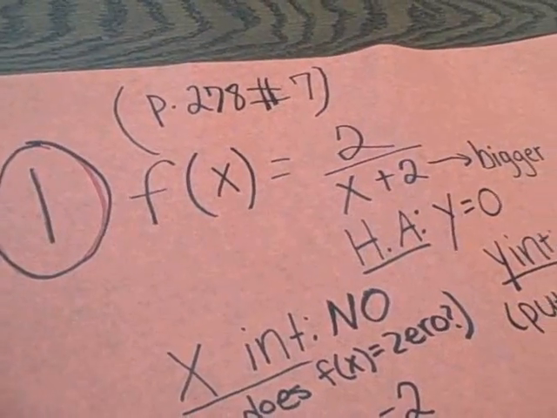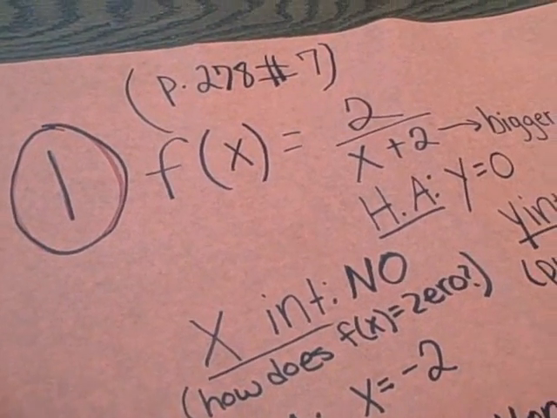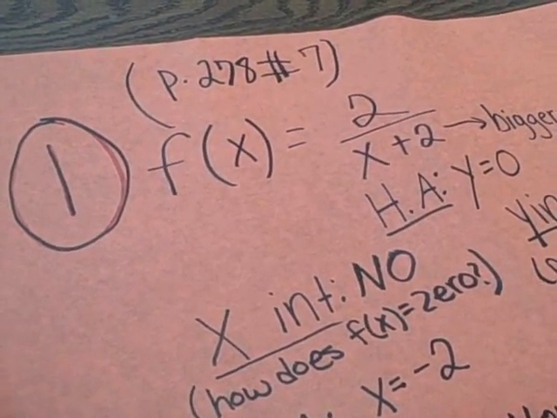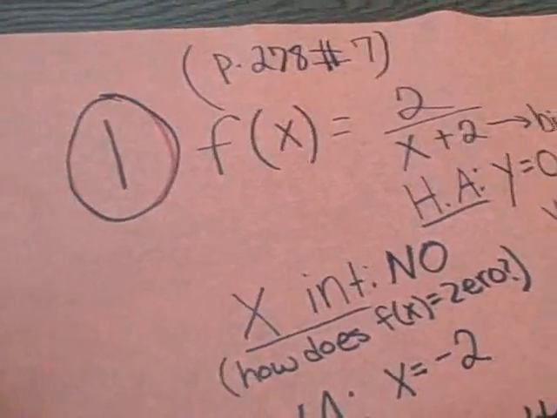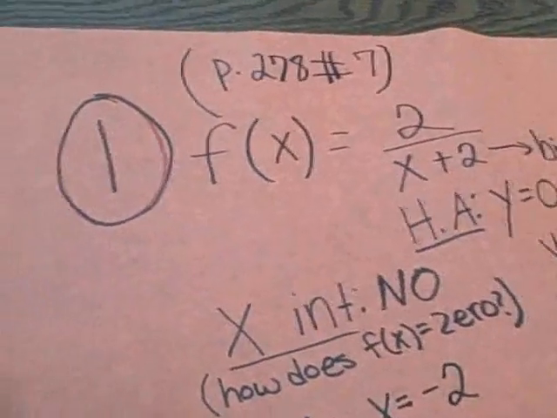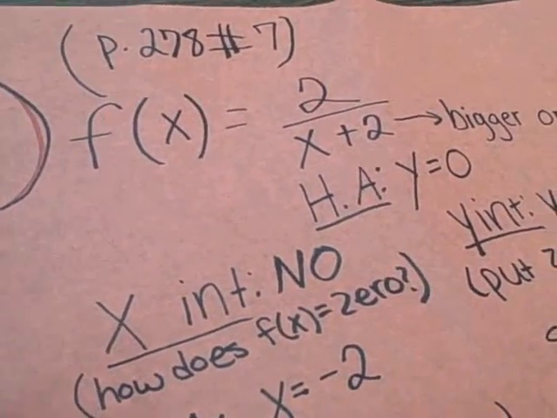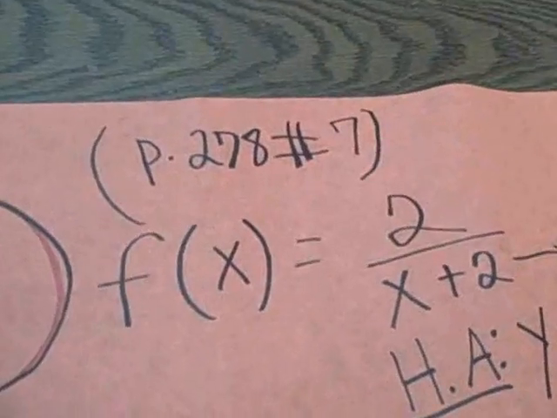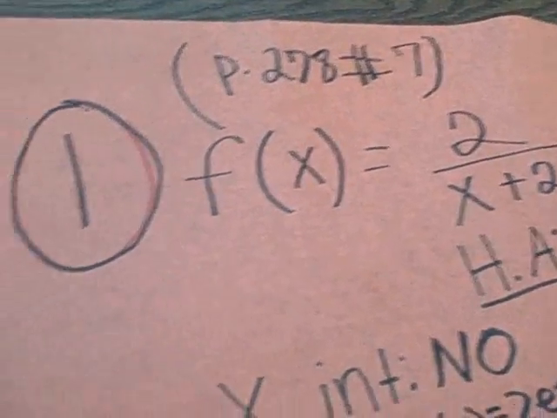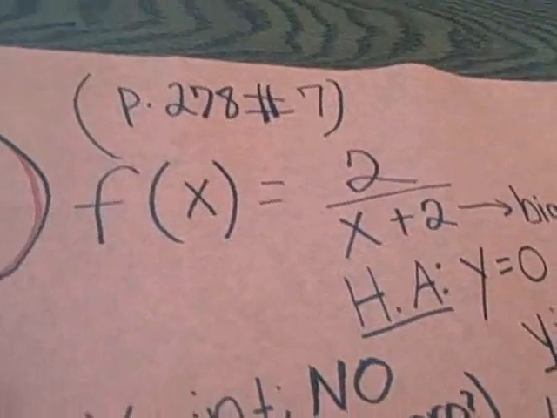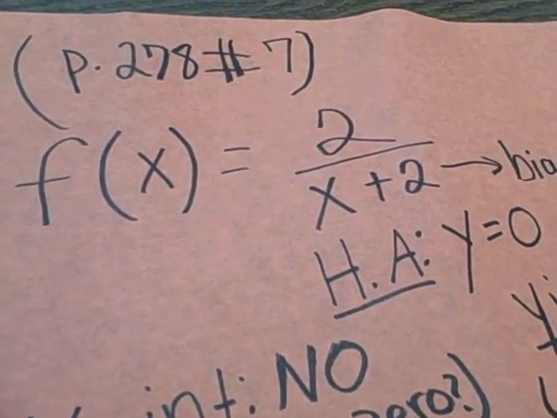Okay, now we are going to do some examples of rational functions in curve sketching, and Fran is going to start out with our first explanation of a problem. Okay, so the first problem that we're going to do is from page 278, number 7. So the problem is f of x equals 2 over x plus 2.